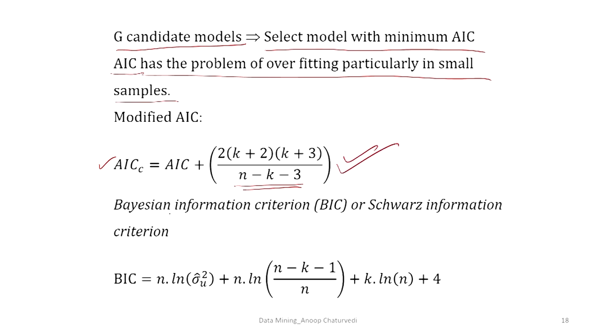Then we consider the Bayesian information criterion, or Schwarz's information criterion, BIC, which is equal to n times log sigma hat square plus k log n, plus n log n minus k minus 1 upon n plus k log n plus 4.